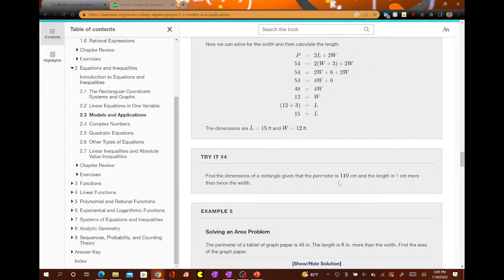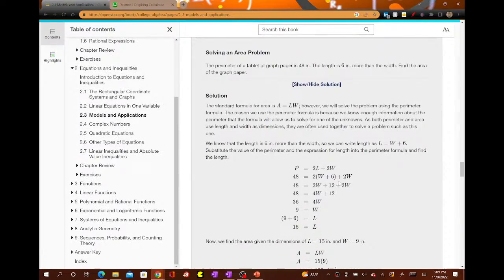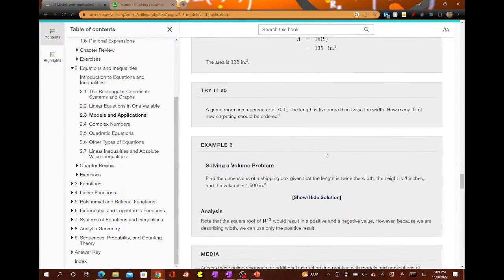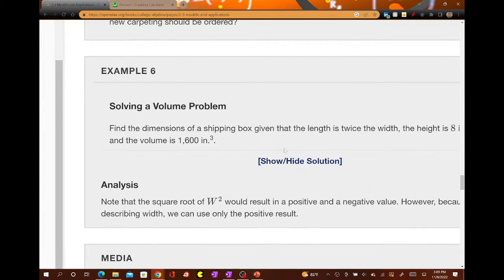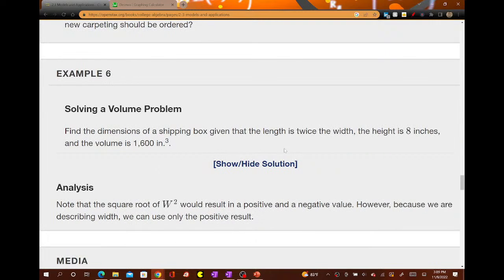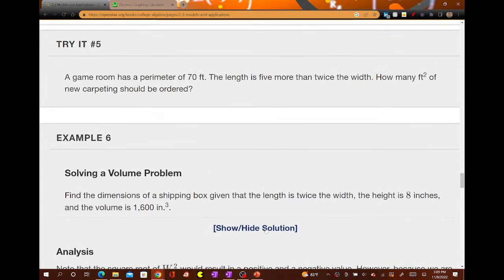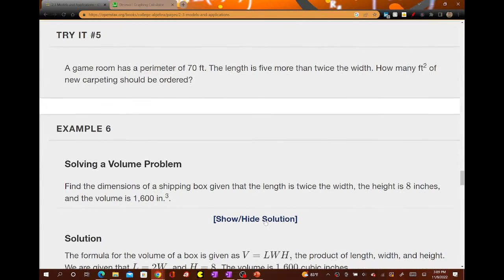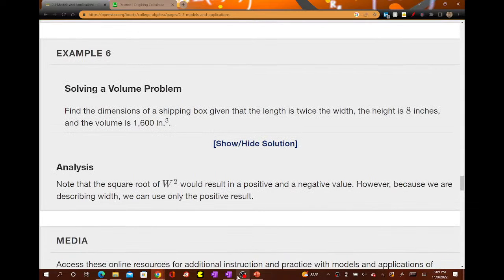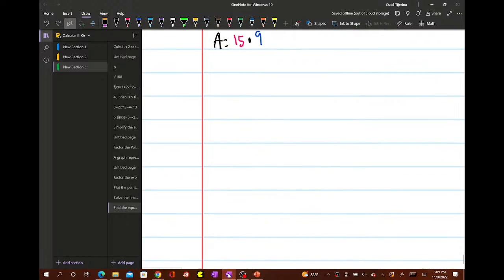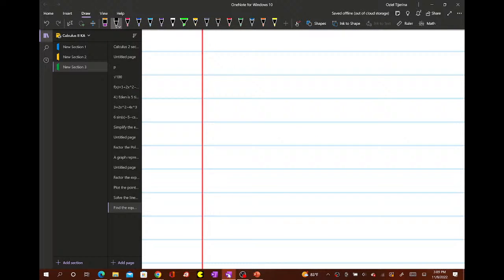But anyways, the last one that we're going to go over is solving a volume problem. So it says, find the dimensions of a shipping box, given that the length is twice the width, the height is 8 inches, and the volume is 1600 inches cubed. They use, the volume is length times width times height. That's all I needed to know. So the volume is length times width times height.